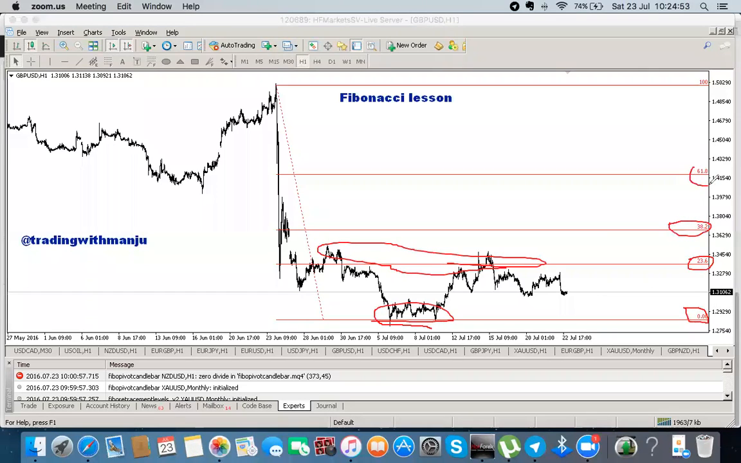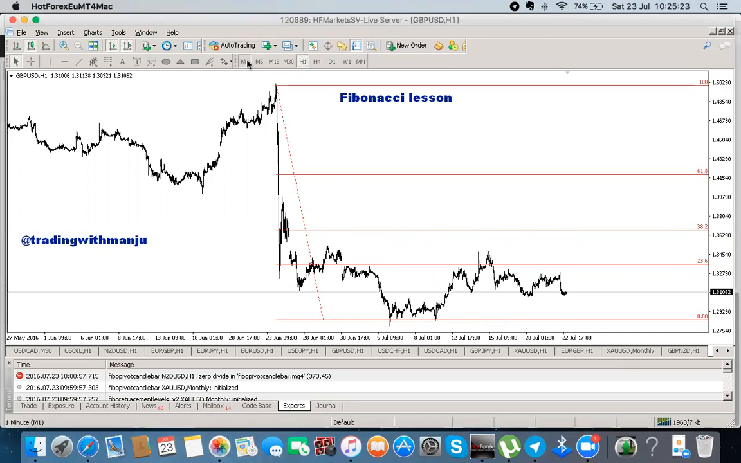38.2, sorry, 61.8 and 100%, right? So how did we get it? We draw the Fibonacci from the top, the highest high, to the lowest low. This is the high and this is the low. This is the 1 hour chart. You can draw Fibonacci on any time frame.